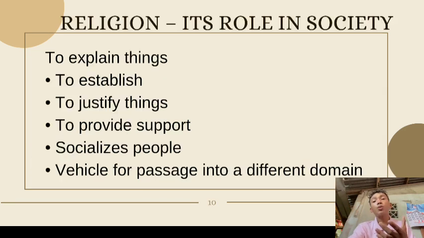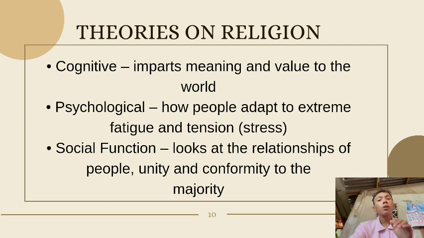Religion actually serves various roles in society, providing explanations, establishing order, justifying actions, offering support, and serving as a vehicle for passage into different domains. There are theories on religion: cognitive, psychological, and social function. These help us grasp its impact on our lives and communities. So that is basically what religion and spirituality mean.